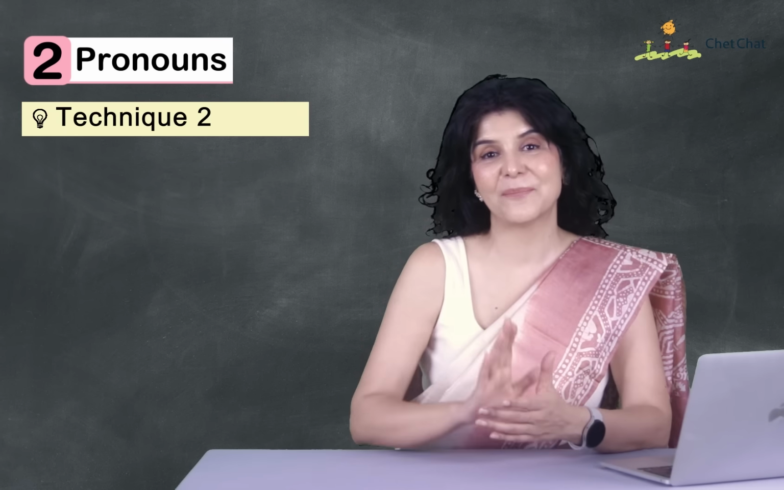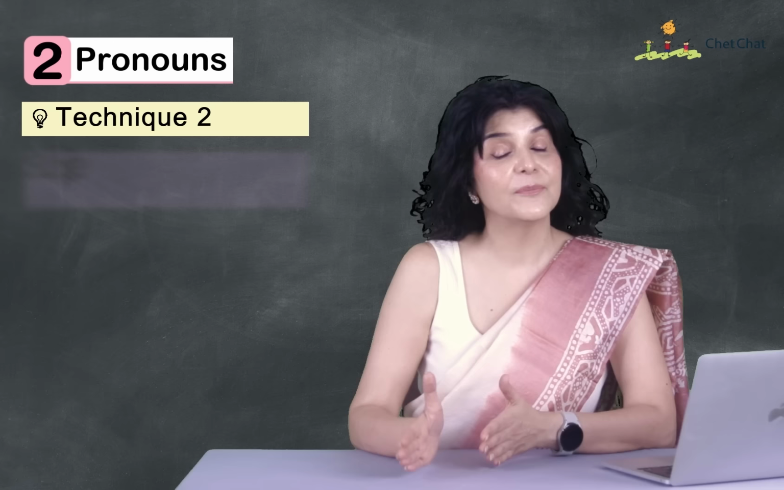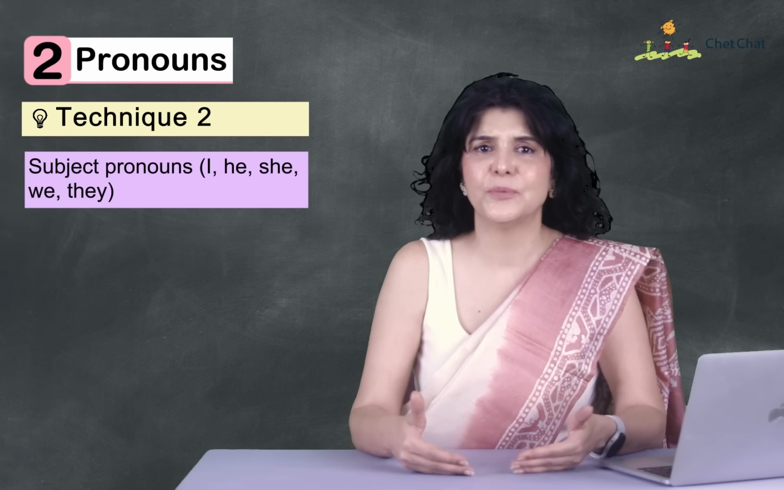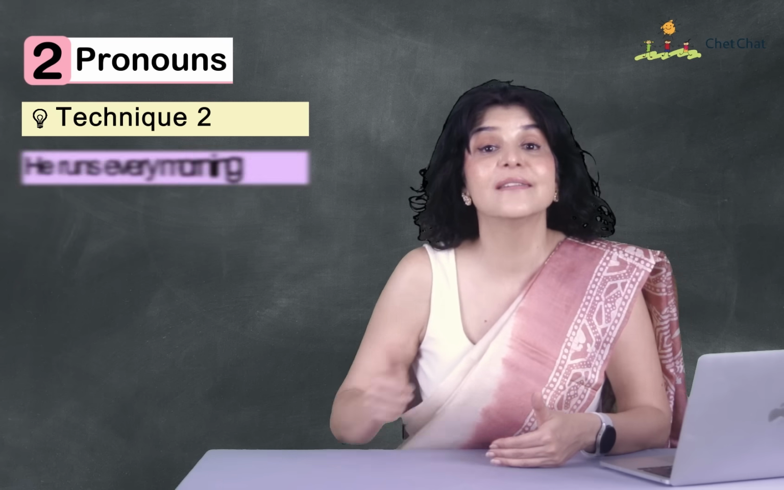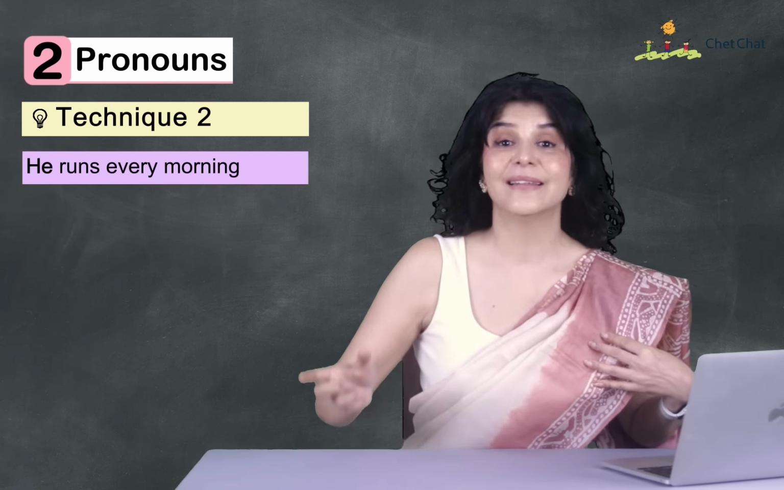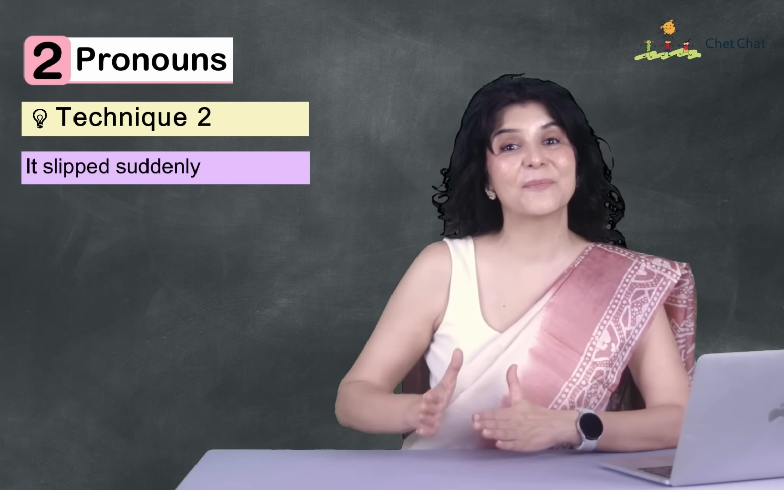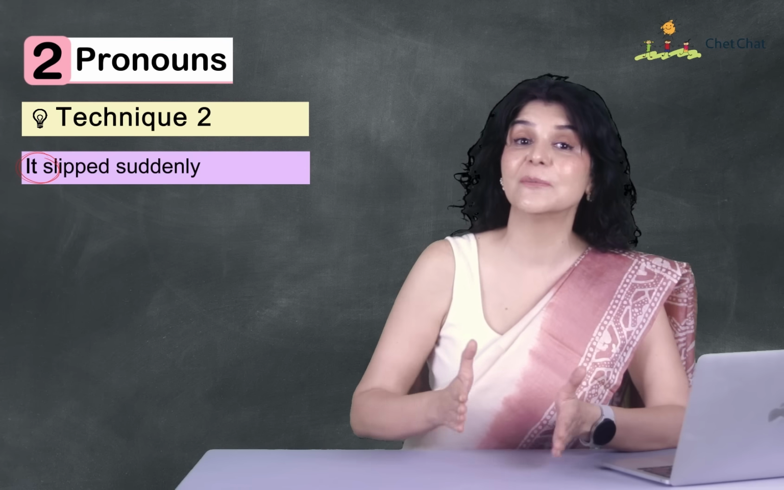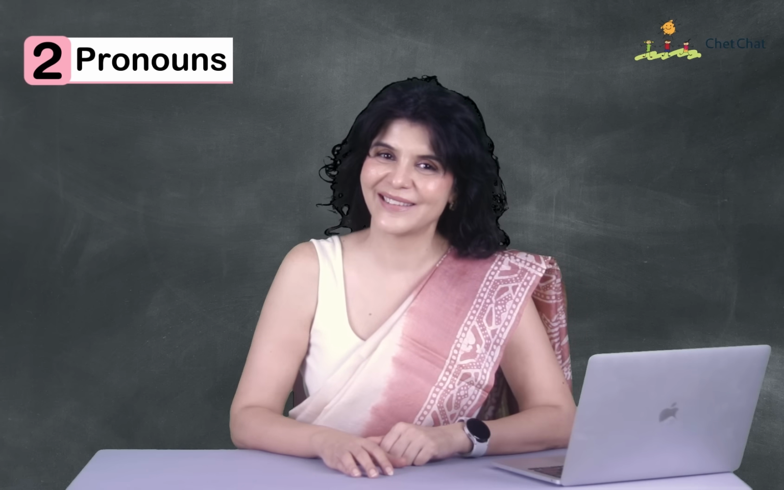Cool. Now for technique number 2. Pronouns often come before a verb. Subject pronouns like I, he, she, we, they typically come before a verb. Example, he runs every morning. He is the pronoun that comes before the verb runs. It slipped suddenly. Once again, the pronoun it comes before the verb slipped. Notice how these techniques are not just tricks to identify parts of speech. We are learning a lot about the characteristics of pronouns and how they function in sentences.